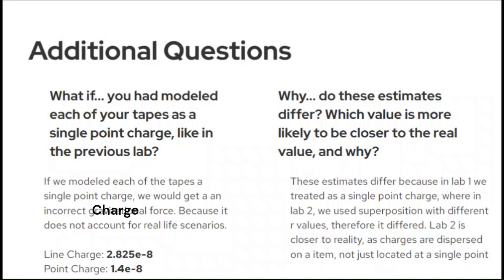So line charge was 2.825 times 10 to the negative 8, and point charge was 1.4 times 10 to the negative 8. And why do these estimates differ? It's because in lab 1 we treat it as a single point charge, but in lab 2 we're going to use superposition, and also all those different evenly distributed charges have different R values. So therefore, that's going to give us a different result. And lab 2 would be closer to reality as charges are dispersed on an item evenly, not just located at a single point.